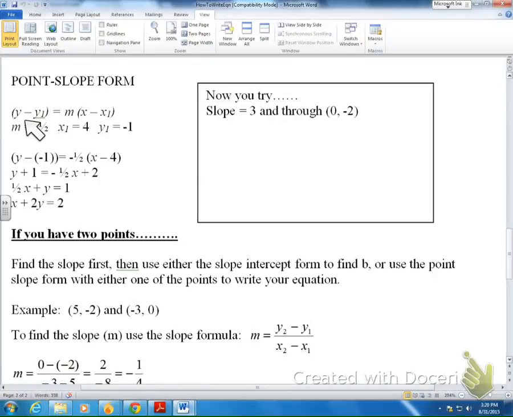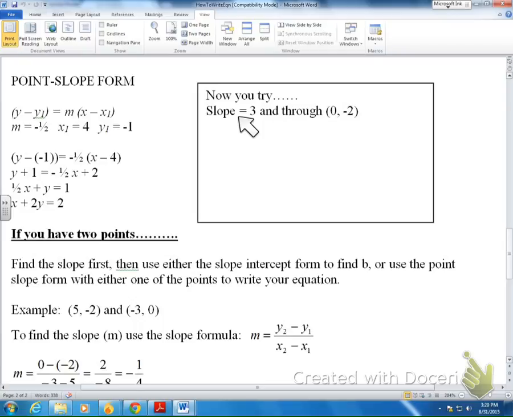So point slope form: y minus y sub 1 equals m times x minus x sub 1. This y sub 1 and x sub 1 are the point that you know, the y that I know, the x that I know. So if I was using the same slope and the same point from before, I substitute them in the appropriate spots. And then try to clean it up, solve for y or get x and y on the same side.